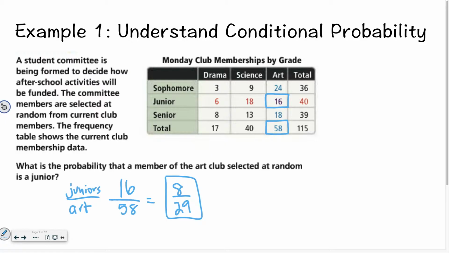Okay, since we talked about the art club, that means that is my total population, right? I'm only looking at the art club. That's why it's out of 58 total people. And then I want to know the likelihood that it was a junior. So I put the number for what I want, a junior, so it's 16 total.